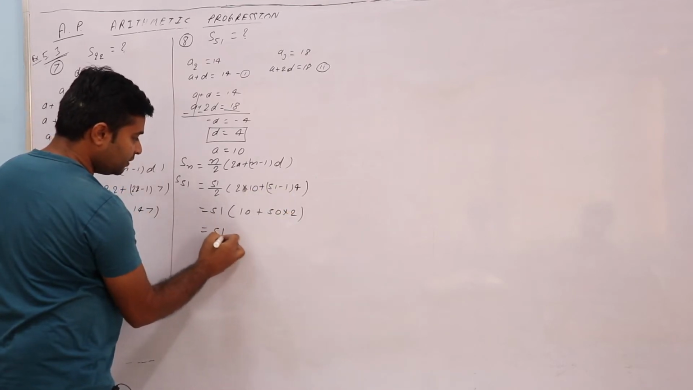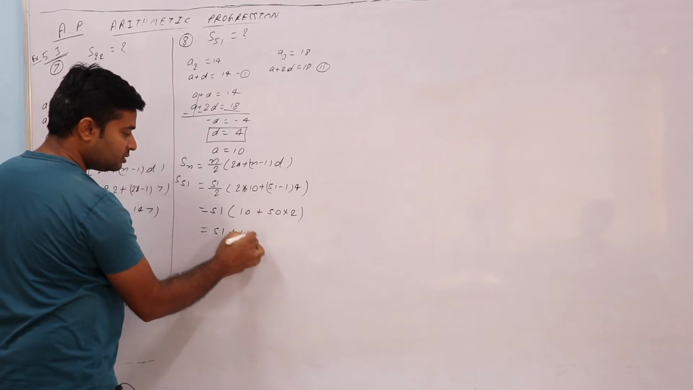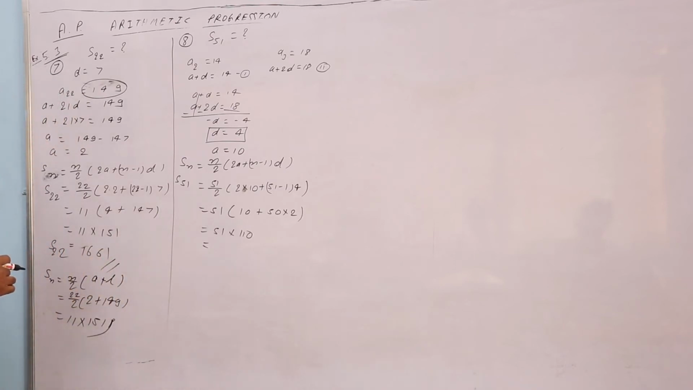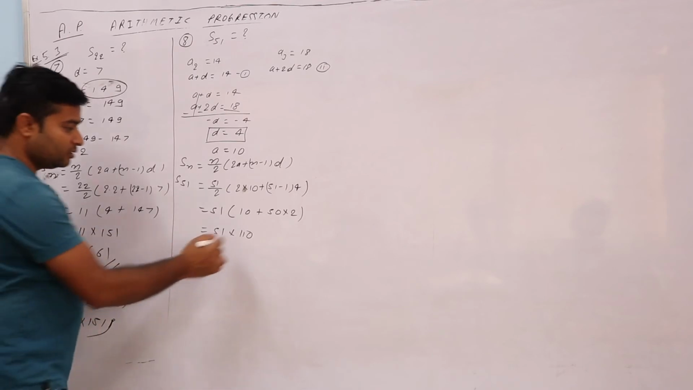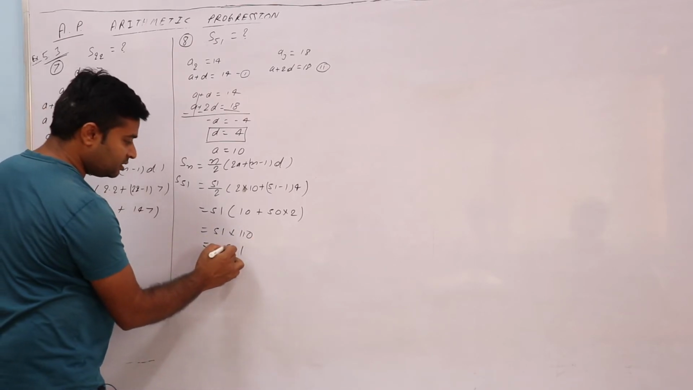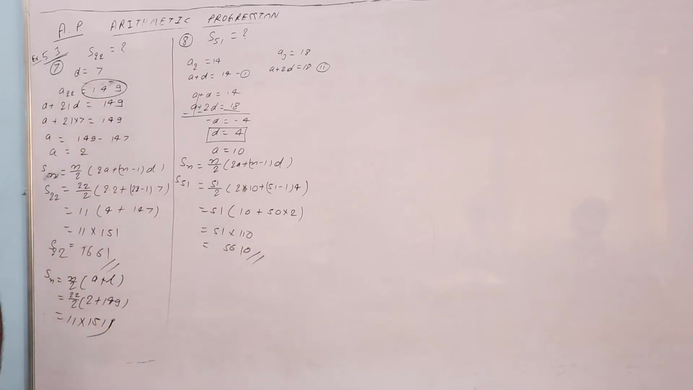So 51 into this is 100, 100 plus 10 is 110. So again it becomes the same number, right? So 11 ones are 11, 11 fives are 55, plus 1 is 56. So 5610.